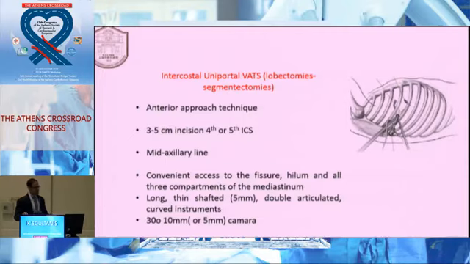So the intercostal one is actually an anterior approach technique, which means that we approach the aspects of the hilum from their anterior aspect. It usually involves a 3 to 5 centimeters incision at the level of the mid-axillary line, or even more anteriorly. From this level, convenient access is offered to the fissure, to the hilar structures, and to the posterior mediastinum for lymph node dissection.